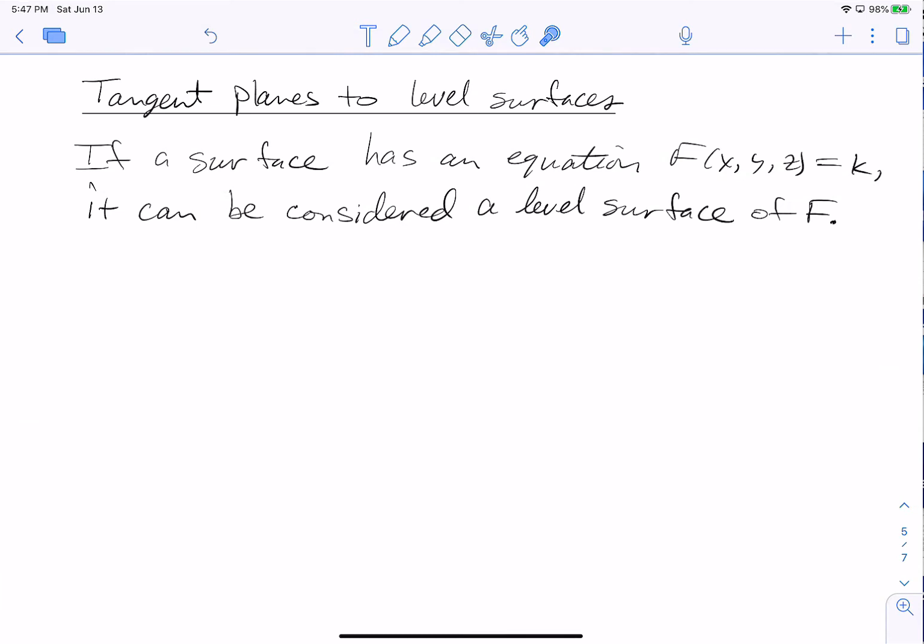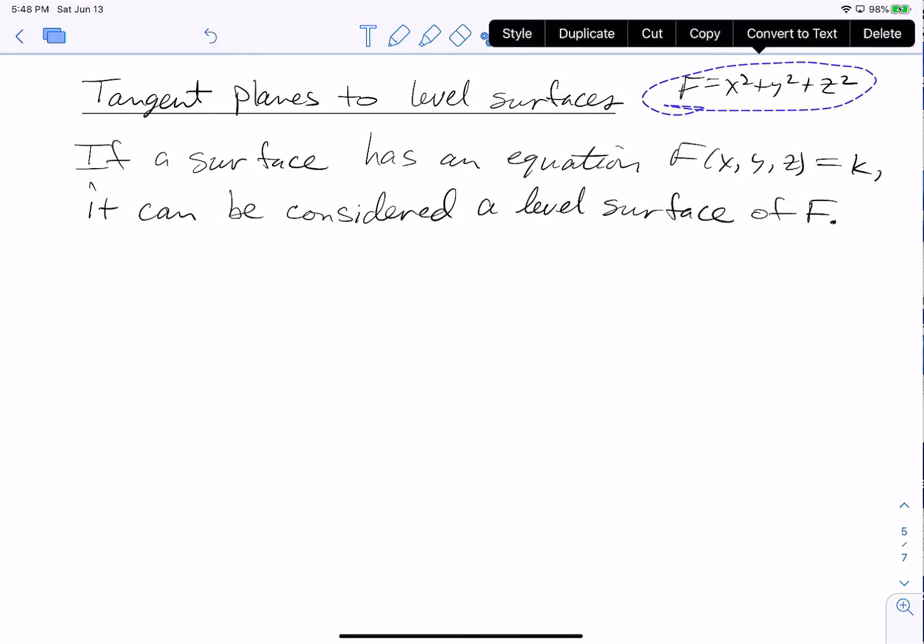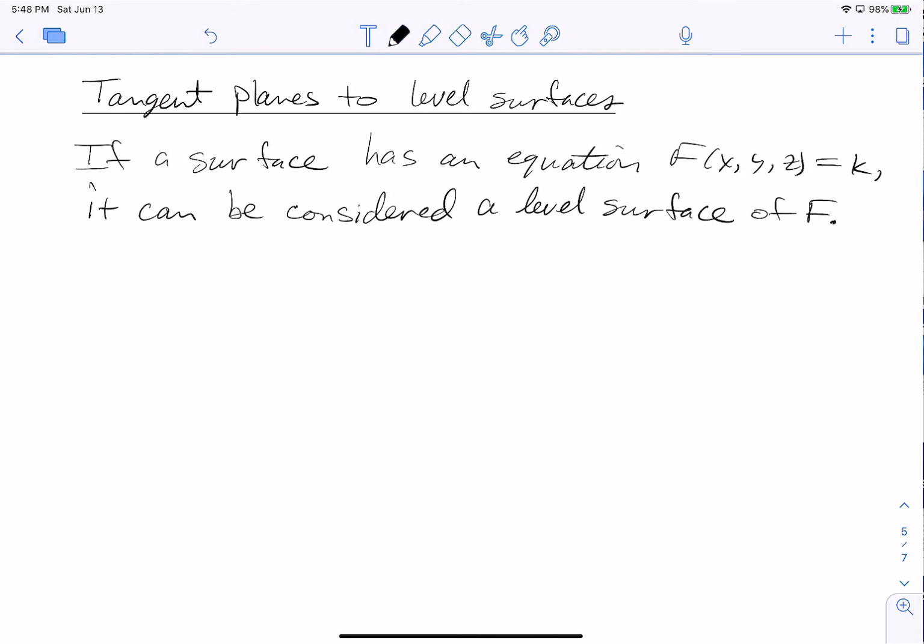And just to give you something to wrap your mind around here, if our function f is equal to x squared plus y squared plus z squared, then various values of k would indicate a sphere of various radii, you see. Each of those spheres would be considered a level surface of the function f. So that's where we are here.